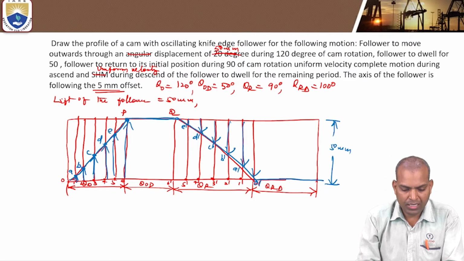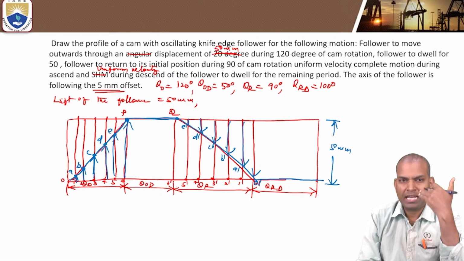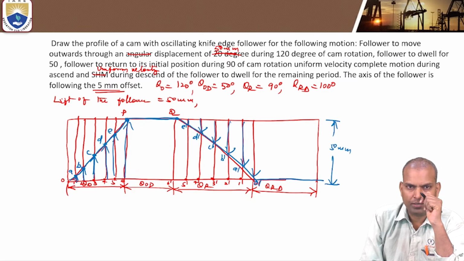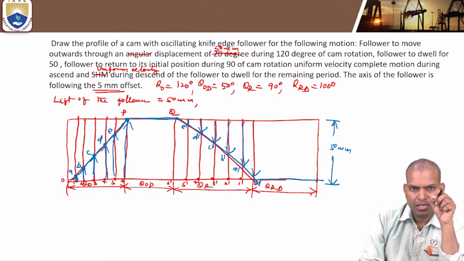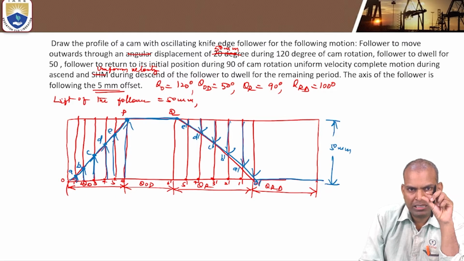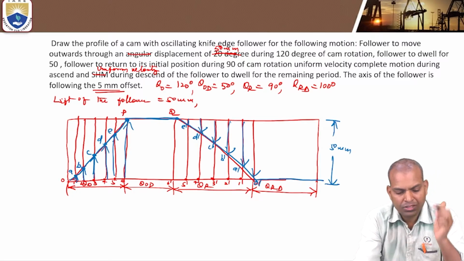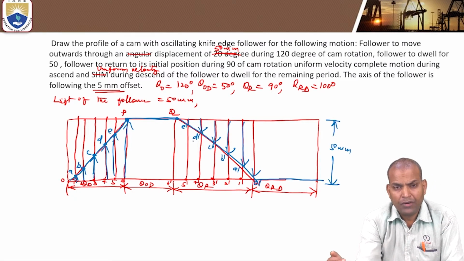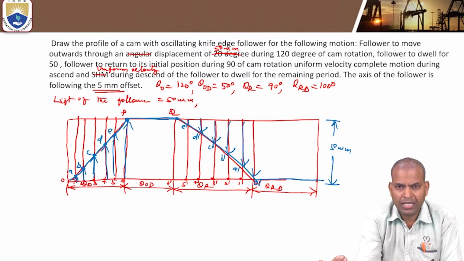There is a period PQ. This PQ is the dwell period, where the follower is neither ascending nor descending. For a particular angle of rotation of the cam, here 50 degrees during the dwell, the follower neither goes up nor comes down. It will be constant. That's why PQ is constant. After descending, for the rest of the angle of rotation, that is 100 degrees, it is again a dwell.